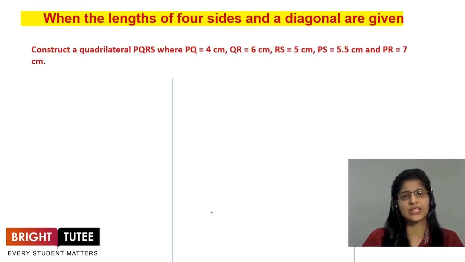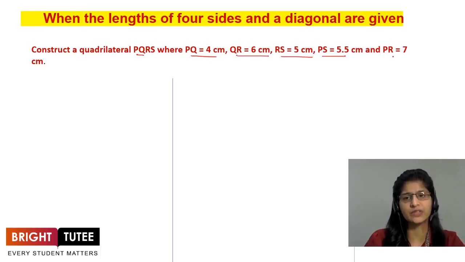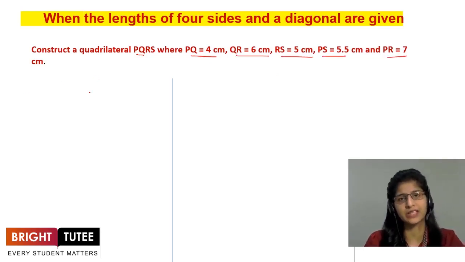Here is one question, as you can see. It is asking you to construct a quadrilateral PQRS where PQ is 4 cm, QR is 6 cm, RS is 5 cm and PS is 5.5 cm, and one of the diagonals, PR, is given as 7 cm. So what you need to do, you will first of all draw the quadrilateral. Before that you are going to draw a rough sketch of it. So just see, PQ is 4. So you will just draw PQ and it is 4 cm.